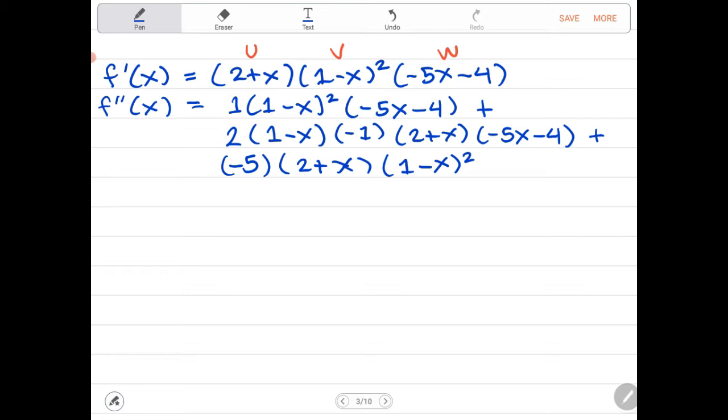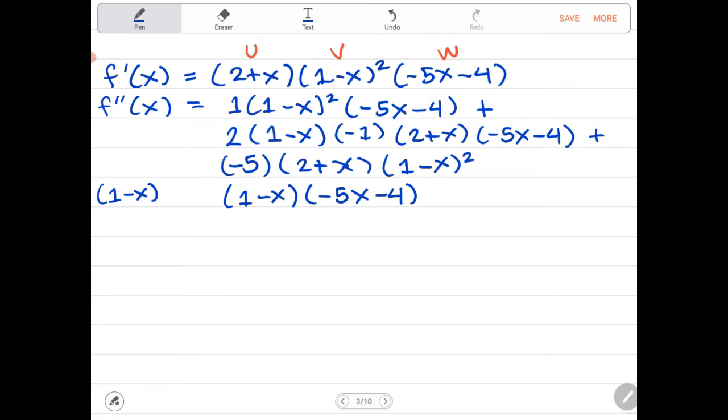Do we have a common factor? Yes, they all have 1 minus x. So, let us factor out 1 minus x. If we factor out 1 minus x, for the first line the remaining will be 1. Or let us disregard 1, kasi it will not affect the equation, no? So, we have 1 minus x, then negative 5x minus 4. This will be the remaining for the first line.